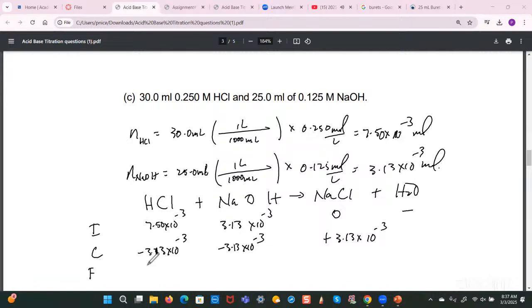So at the end of the reaction, you're going to have none of this. You're going to have 3.13 times 10 to the minus 3. And then for the hydrochloric acid, it would be 7.5 times 10 to the minus 3 minus 3.13 times 10 to the minus 3. According to my calculation, this works out to be equal to 4.37 times 10 to the minus 3. All right, what do we do next? Let me continue up here.